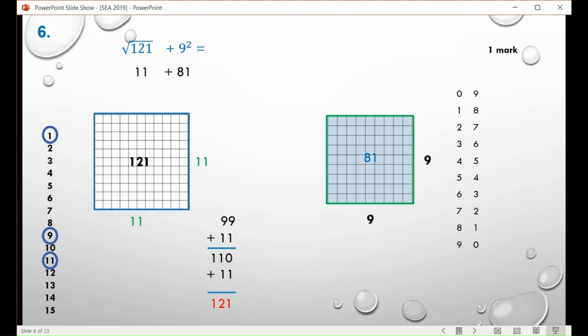And now we can just go and add it on the side, 11 plus 81. Usually our teachers show us to add the ones first. Well, 1 and 1 will give us 2, and 8 and 1 will give us 9. So our answer is 92.